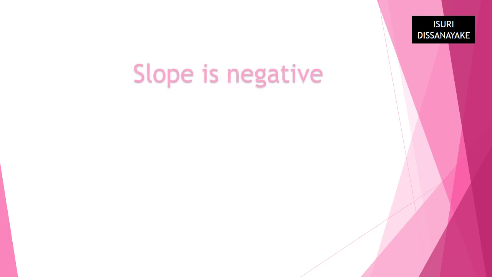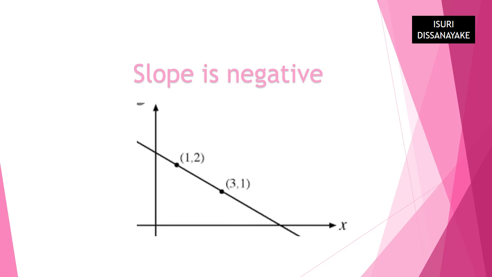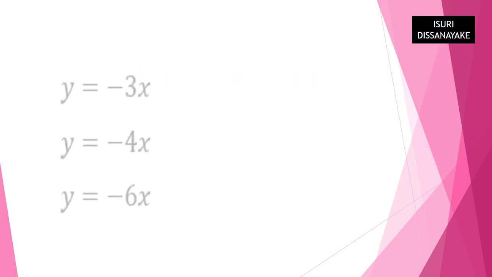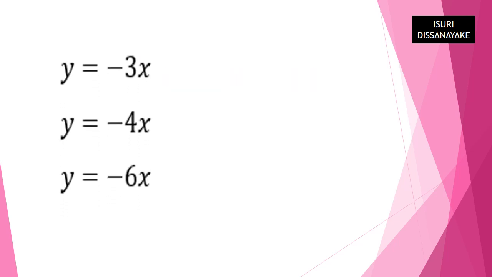So this is presentation 2. We'll be talking about the negative slope here. Look at this figure also. Look at this, y equals minus 3x. We're going to plot the graph y equals minus 3x.